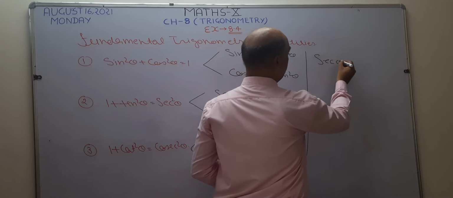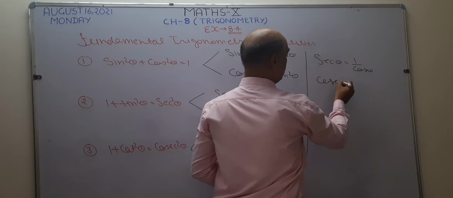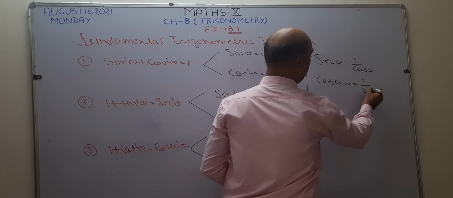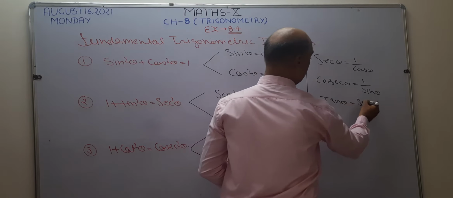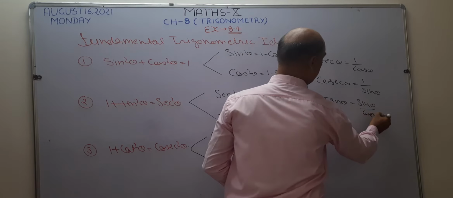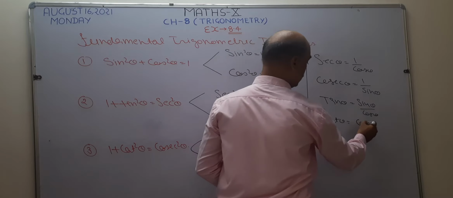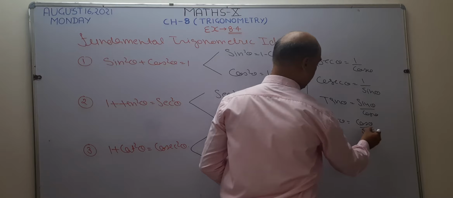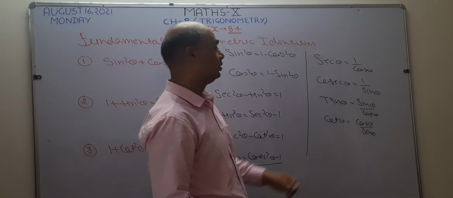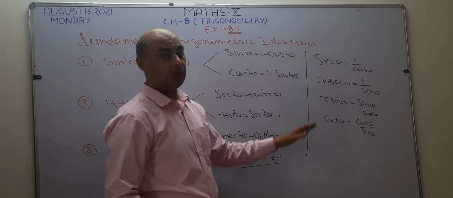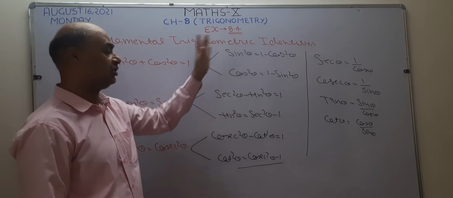Secant theta is equal to 1 by cos theta. Cosec theta is equal to 1 by sin theta. And tan theta is equal to sin theta by cos theta, and cot theta is the reciprocal of tan, so this becomes cos theta by sin theta. Okay, you have learned all these trigonometric formulas. If you have learned these formulas, then this exercise is going to be very easy for you.